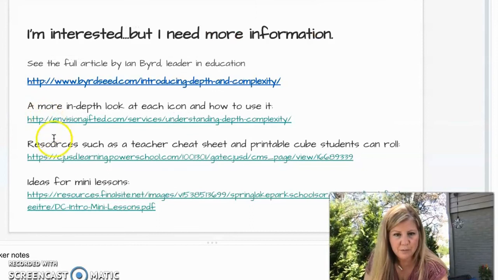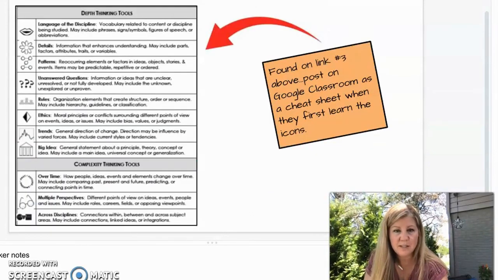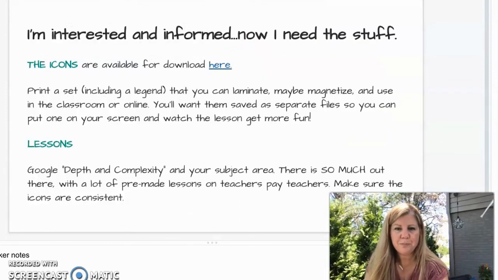On this 3rd link right here is this cheat sheet. I have this printed and laminated at my desk and up on my board so students can get it quickly. It's also something you can put on Google Classroom because it reminds them of what each icon means. And then once they know them, you can post them and they go.